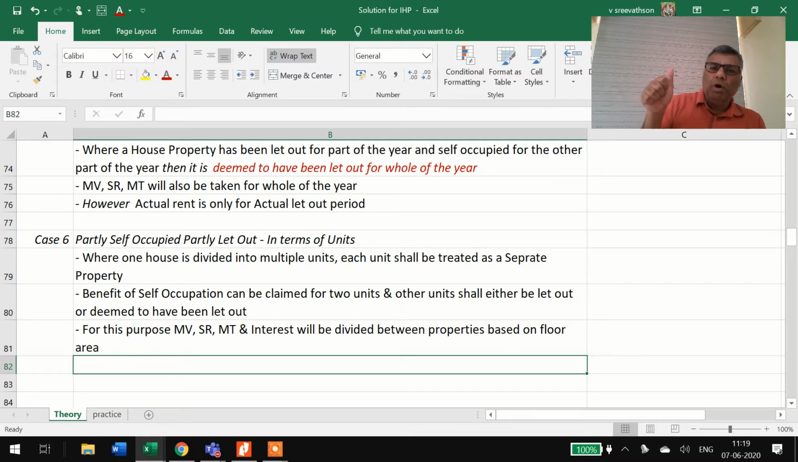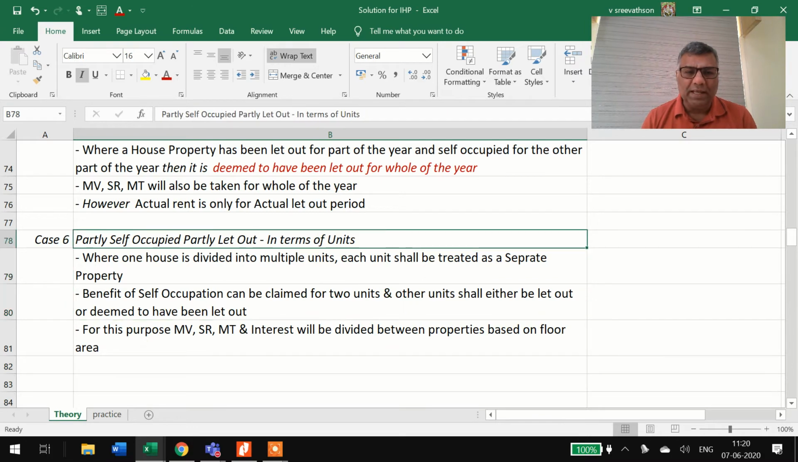Where one house is divided into multiple units, each unit shall be treated as a separate property. Benefit of self-occupation can be claimed for 2 units, and the other units are either let out or deemed to be let out. Based upon floor area, divide all the common things. This is known as partly self-occupied, partly let out in terms of units.